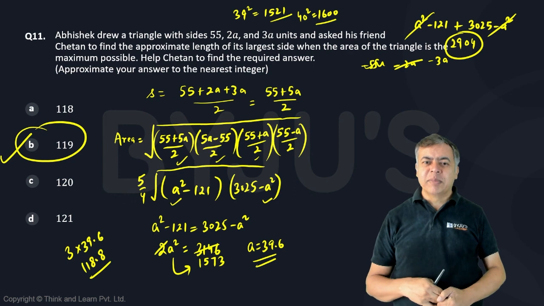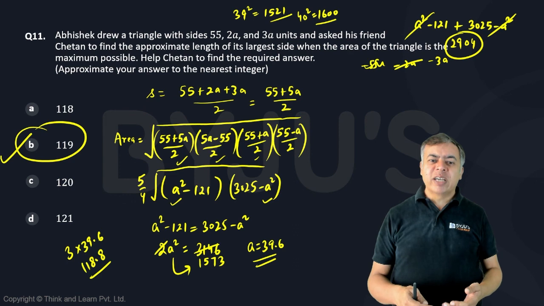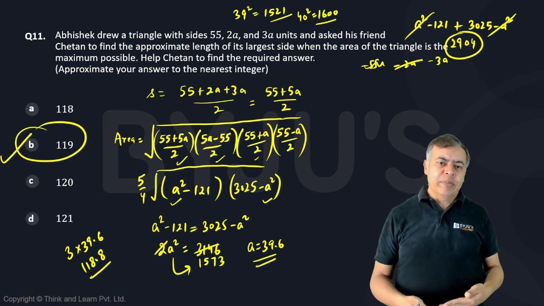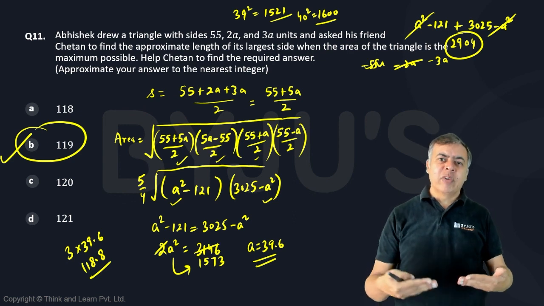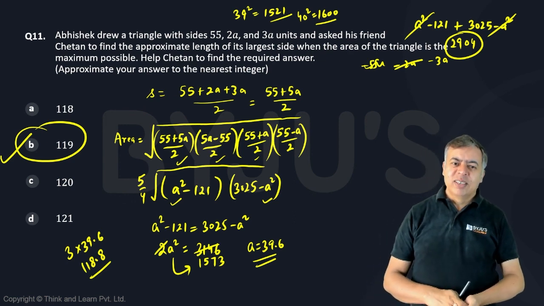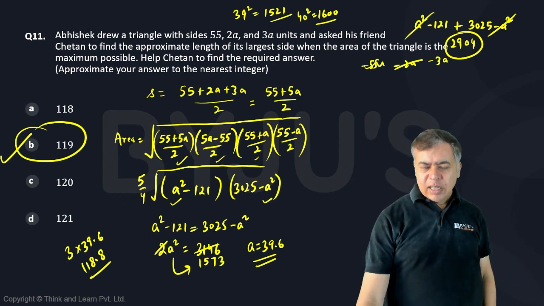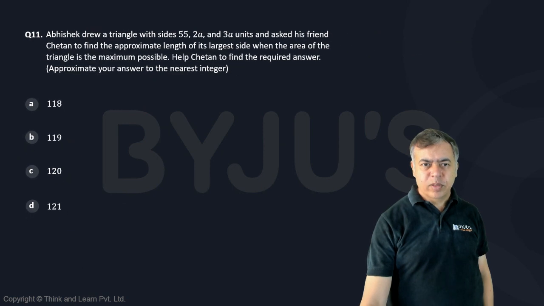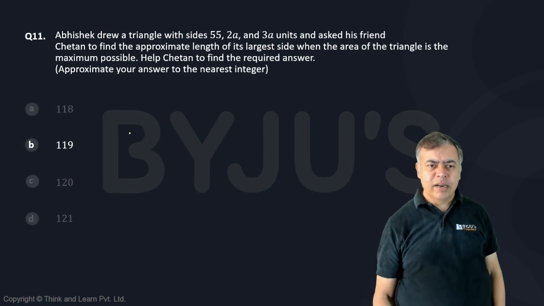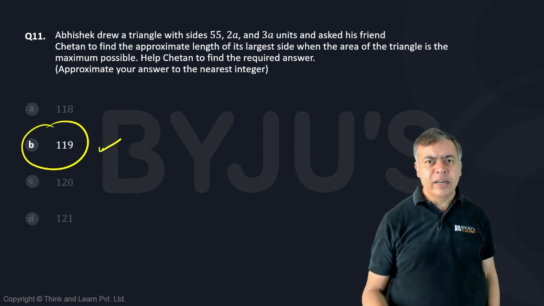This was mathematical. You should know maxima minima, because I want to maximize the area. When the sum is constant, the product will be maximum when both are equal. So we take those two to be equal, from there I get a, and from a we get the largest side, which is 3a, and that is 119 closest. Yes, 119 is the correct answer. I have taken very close values, that's why I was confident that 119 should be the correct answer.